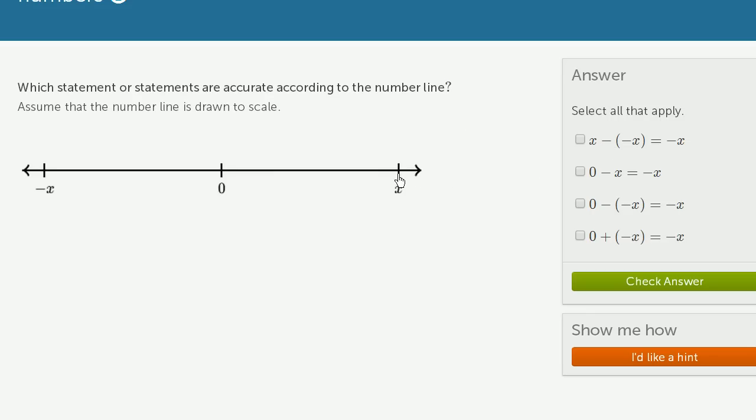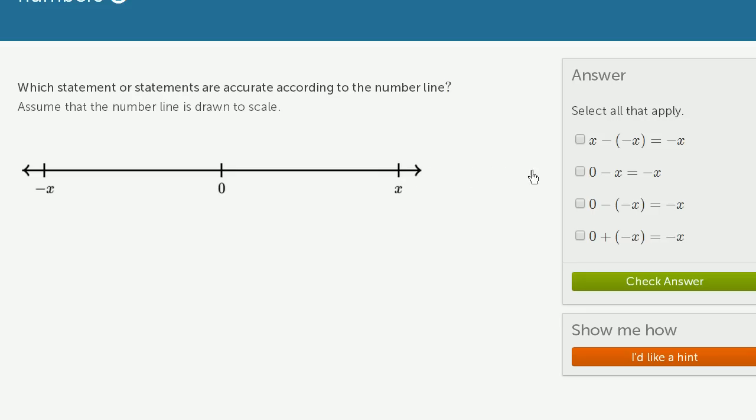So you start at x, and from that you're going to subtract negative x. If you were going to subtract x, you would go in this direction, but you're subtracting negative x, so you go in this direction. When you subtract a negative, that's the same thing as adding the positive. x minus negative x is the same thing as x plus x.